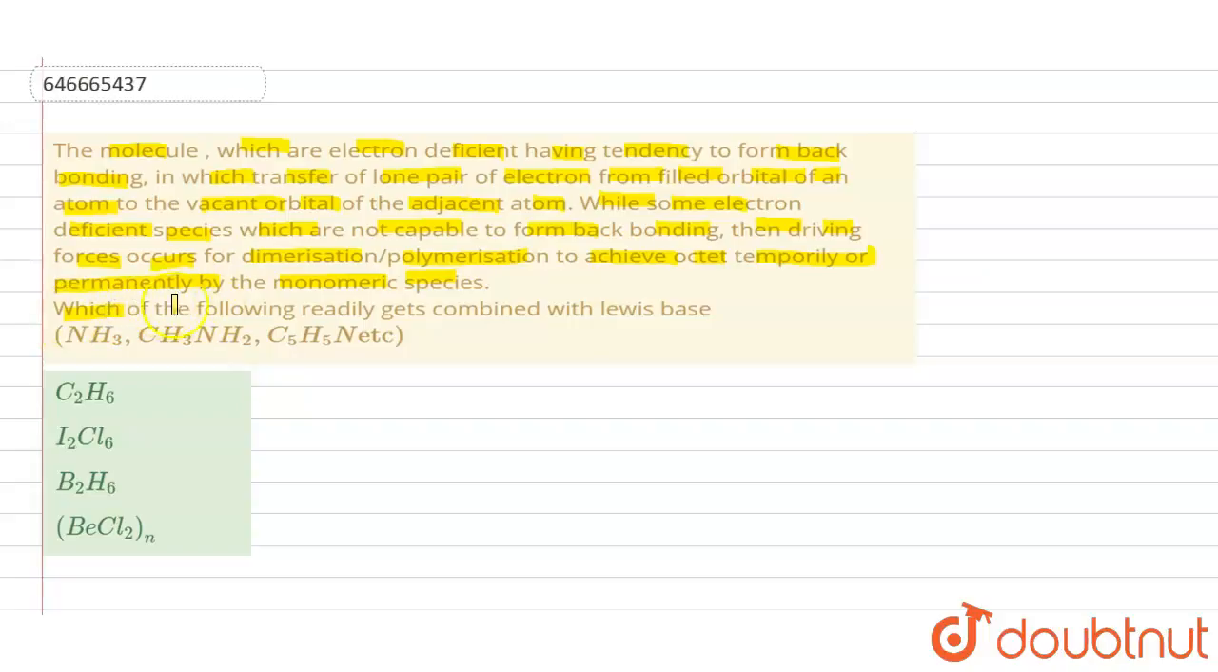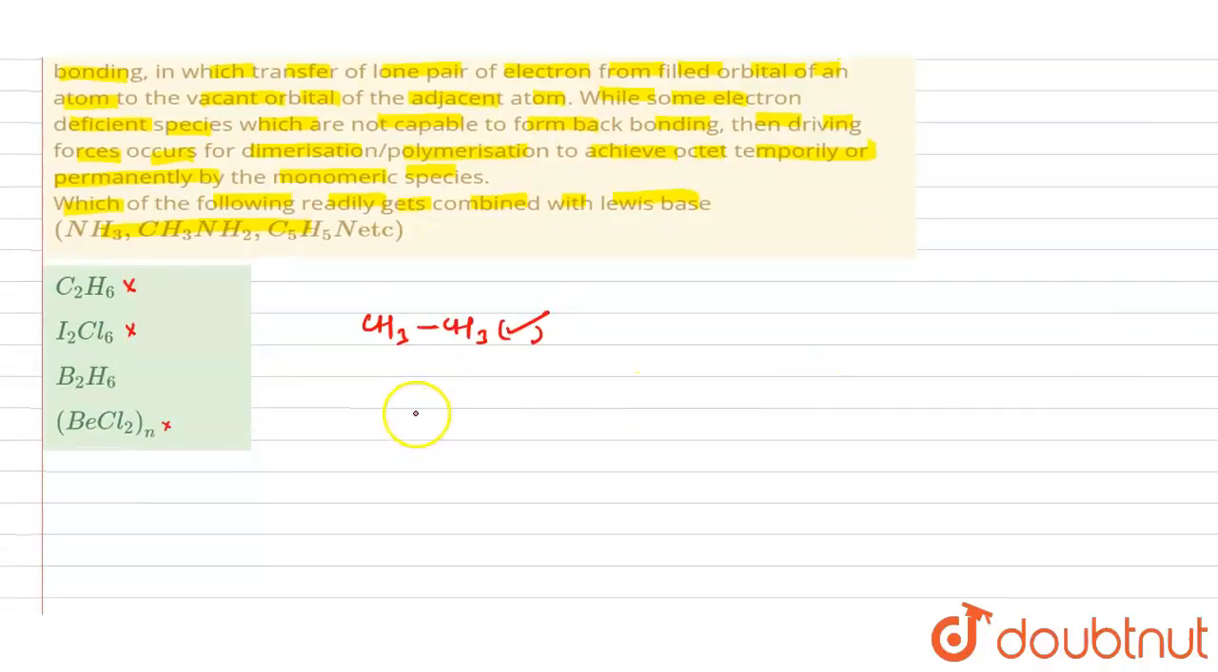Now, the question is which of the following readily gets combined with the Lewis base? So, the first is obviously not the answer, the second is not the answer, and the fourth is also not the answer. Why? Let me explain. The first is basically CH3, CH3. This octet is already completed, so a vacant orbital is not there. That means it will not react with the Lewis base. To react with the Lewis base, it should have a vacant orbital.